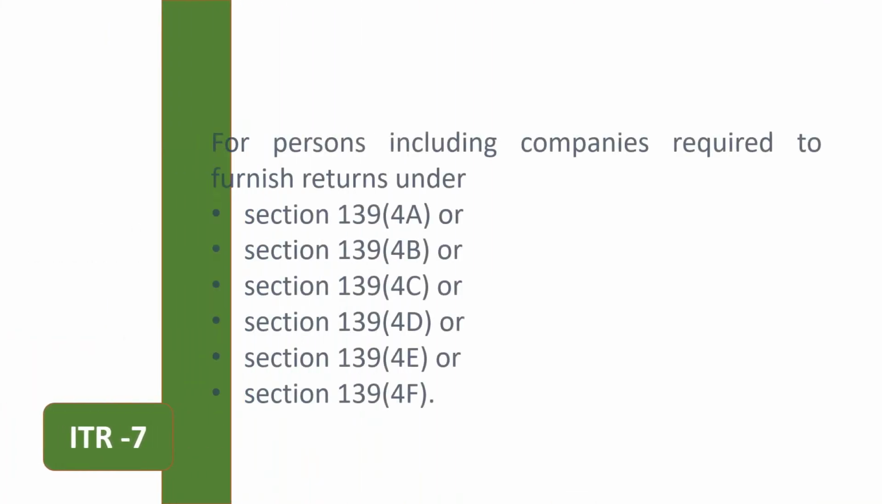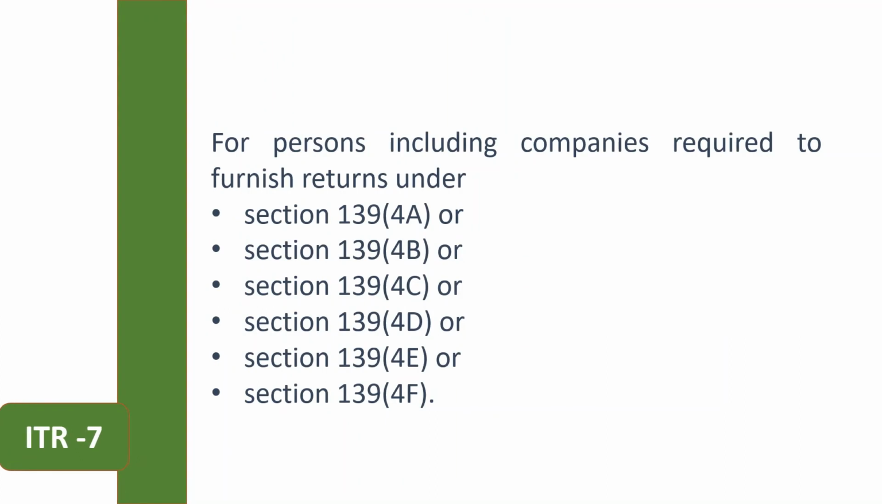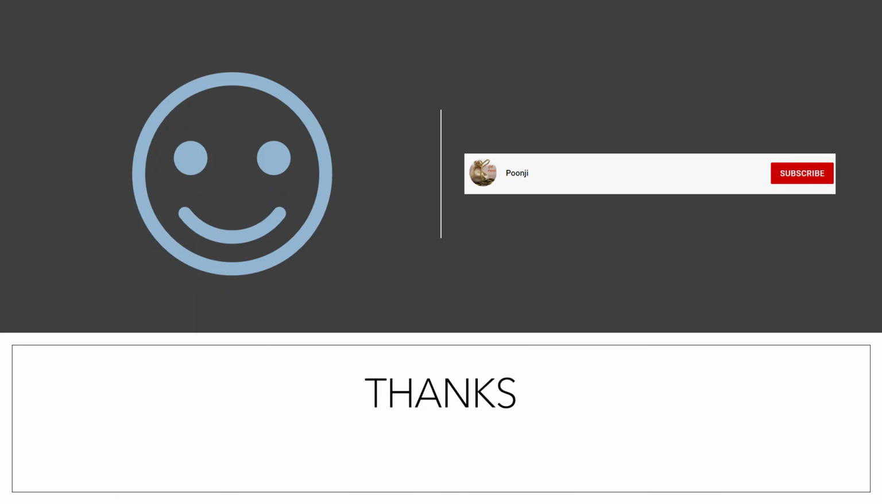ITR 7 is for persons including companies required to furnish returns under section 139(4)(a) or section 139(4)(b) or section 139(4)(c), section 139(4)(d) or section 139(4)(e) or section 139(4)(f). It is always advisable to take help of an expert to file the return. This video is for discussion purposes only.